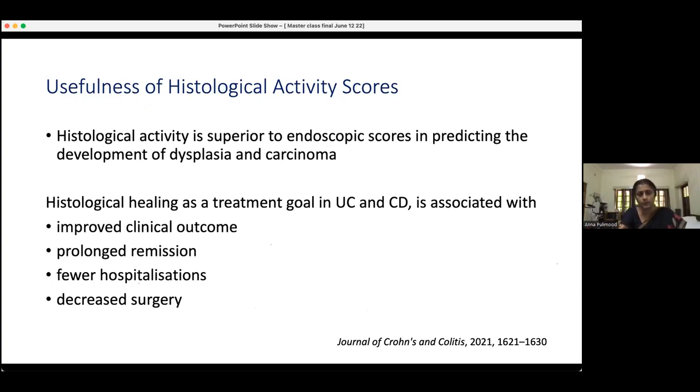Histological activity is superior to endoscopic scores in predicting the development of dysplasia and carcinoma. And histological healing as a treatment goal is associated with improved clinical outcome, prolonged remission, fewer hospitalizations, and decreased surgery.